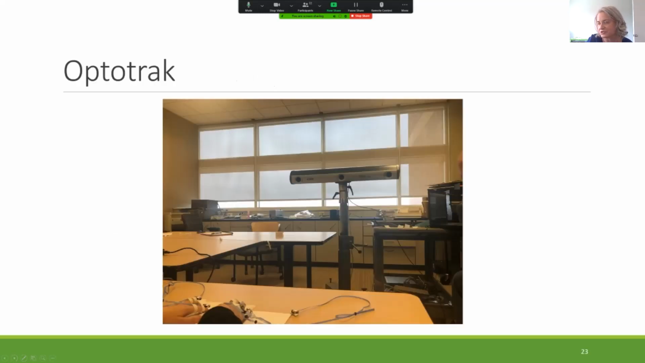So this is the OptiTrack that Rob has that we're using. It's basically a $50,000 camera. It's a really fancy camera that can get data on the X, Y, and Z axis really fast. So we're using this instead of just visual analysis.